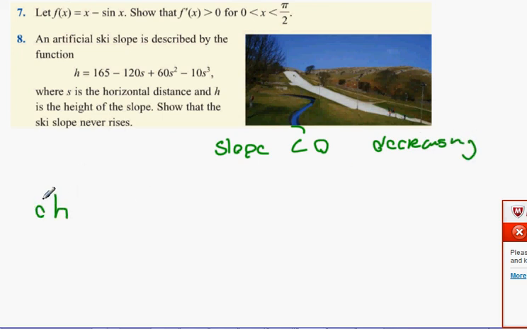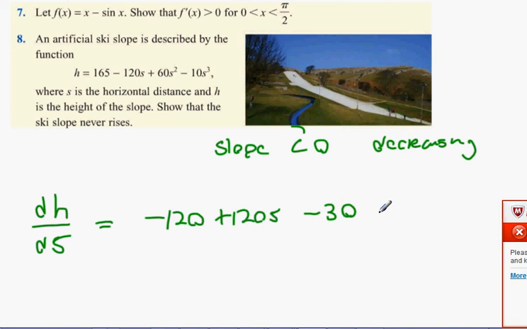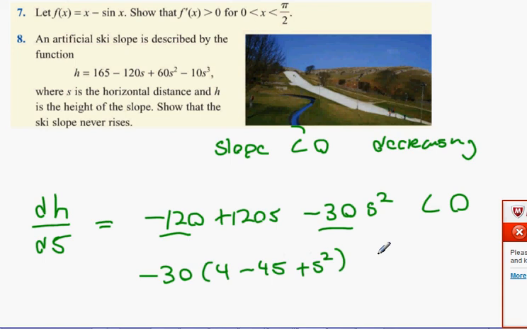Now guys, what's the first derivative of h described as? dh ds is minus 120 plus 120s minus 30s squared. I want to prove it's less than 0. How do I do that? What number can I take out of all three? Minus 30. And I get 4 minus 4s plus s squared, less than 0.